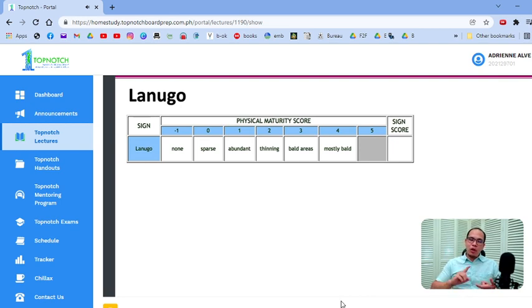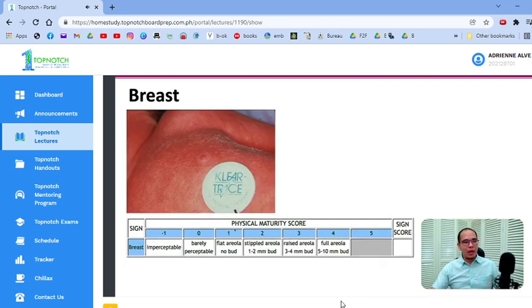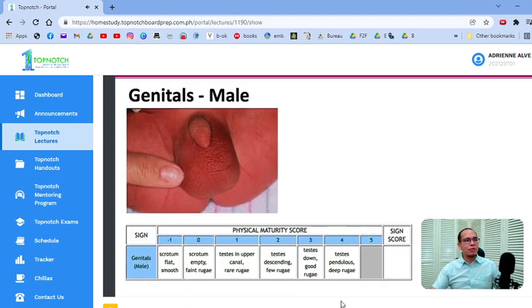Malinaw ba? So it starts to appear from the lower part of the back going up. It starts to disappear from the lower part going up. And why is that important? Because sparse is more premature as compared to thinning. So you have to know the difference. You check also for the plantar surface, for the breast. Again, mas madali itong mga to. These are self-explanatory. And for the eyes and ear, as well as the genitalia.